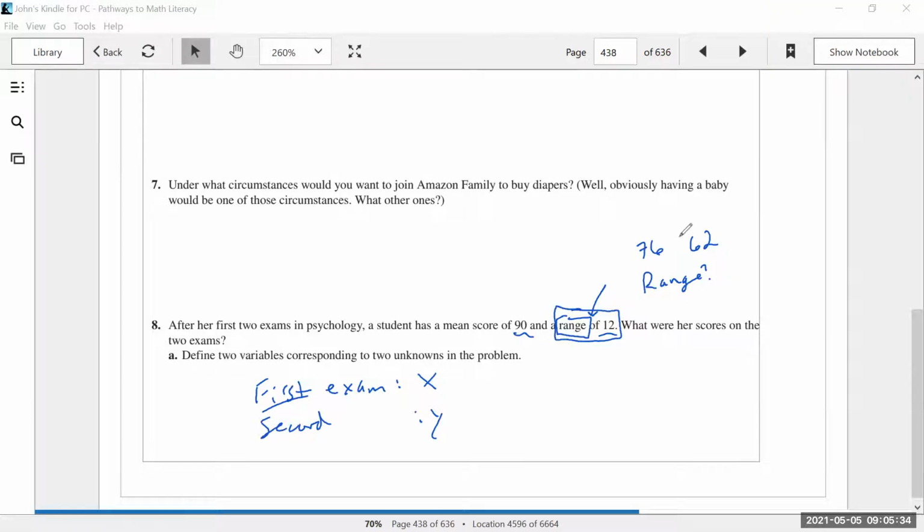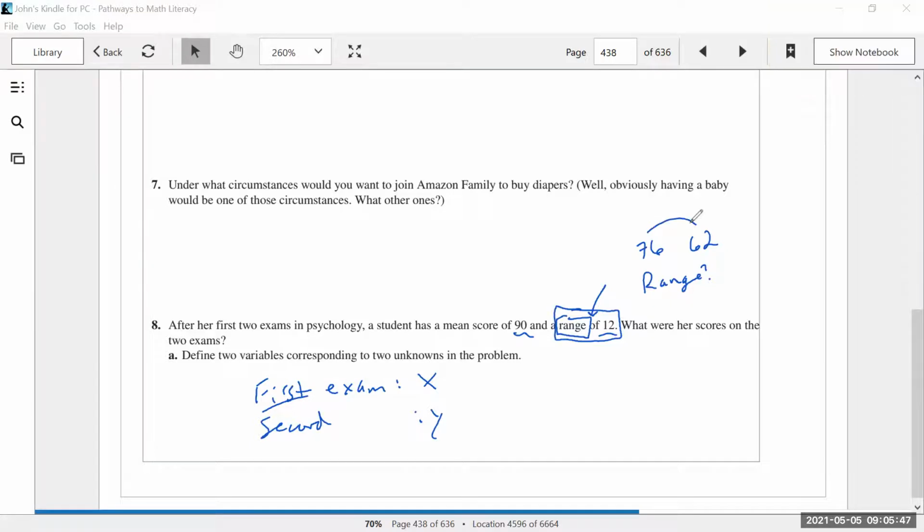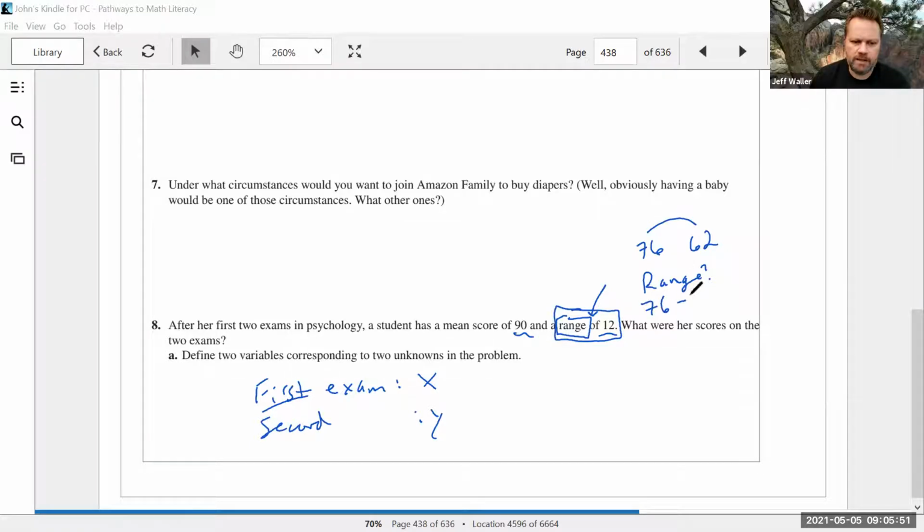62, 60. No, I'm sorry, it's first thing in the morning. Are you thinking about the mean? I'm talking about the range. How far apart are these two? 14. What'd you do? You took one exam score minus the other exam score, and that equals the range.